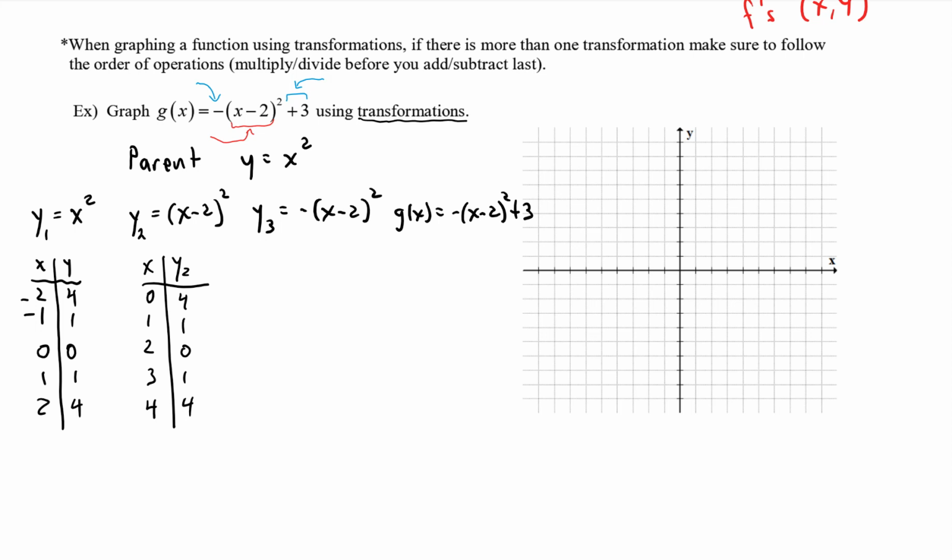Notice I don't plug anything into the function, but if I did, it would work out. If I plug 0 in, I do get 4. If I plug 1 in, I do get 1. But that's not what I want to do. That's slower than just knowing the transformation and applying it once you get the hang of this.